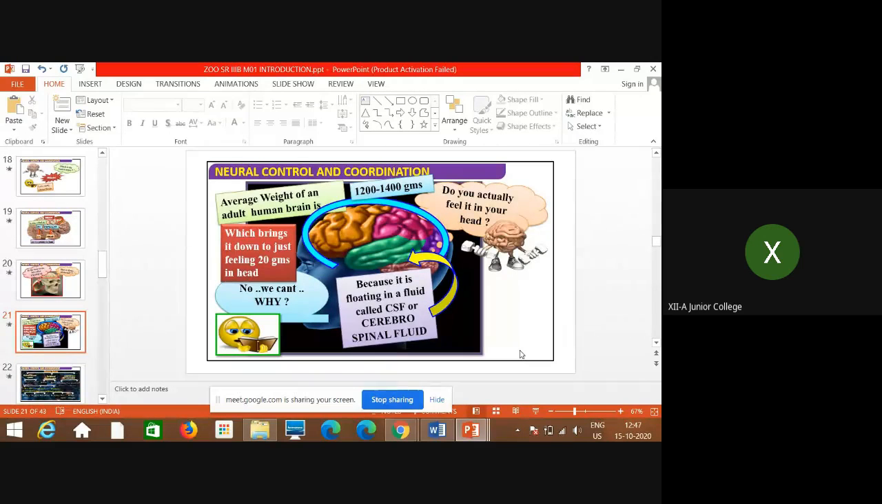Now the average weight of the adult human brain is 1200 to 1400 grams, but this comes down to just a feeling of 20 grams in the head. You know why? Because of the fluid present in the brain, called CSF, cerebrospinal fluid. Because of the presence of cerebrospinal fluid, the brain is floating in it. So we feel only 20 grams, but actually it is 1200 to 1400 grams.